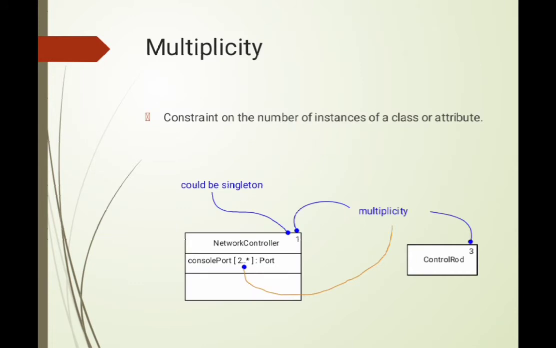Then next is the multiplicity. As we know, there should be a relationship between classes, that is one to one, one to many, many to one and many to many. All that can be considered in this topic of multiplicity.